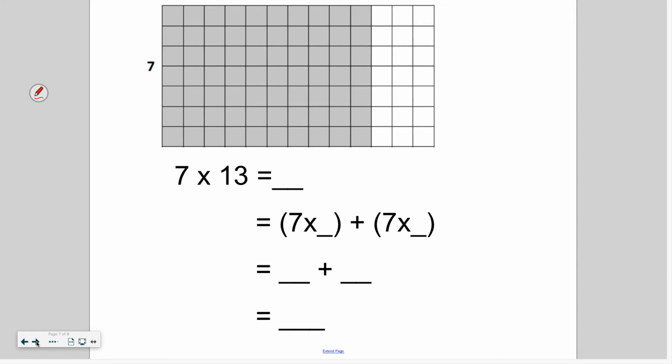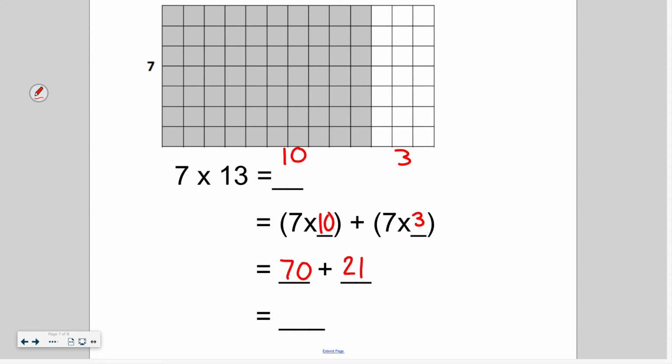All right, so I know I have 7 times 13. This side is 3. 10 plus 3 is 13, so this side must be 10. So I can use that to fill in my missing numbers. 7 times 10 and 7 times 3. I know 7 times 10 is 70, because that's an easy fact. And 7 times 3 is 7, 14, 2 groups, one more group, 14 plus 7 is 21.